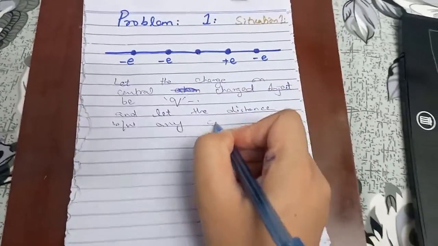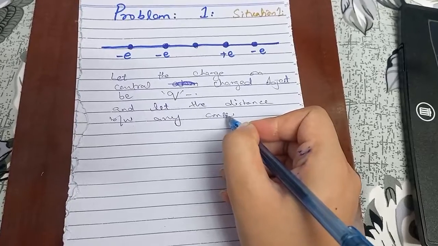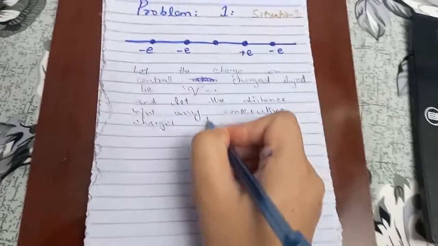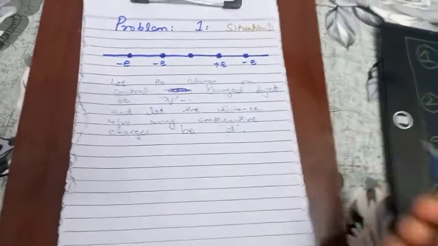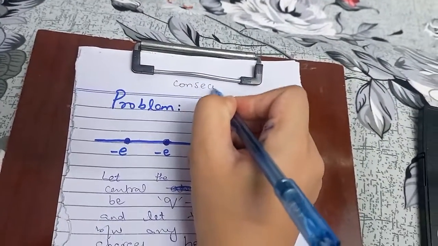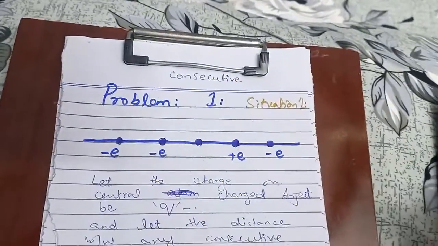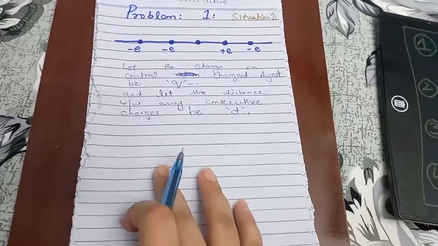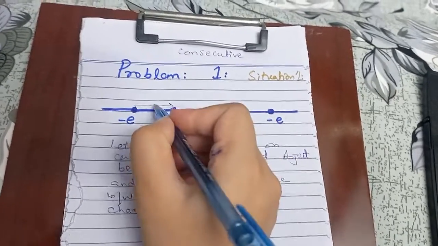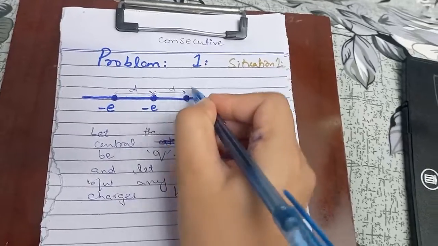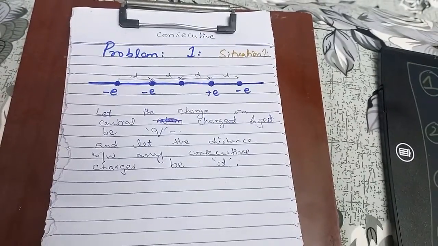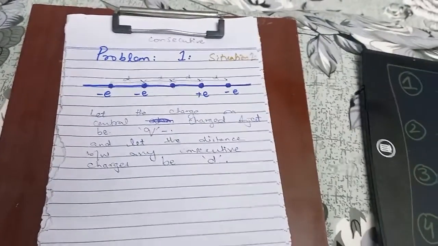any consecutive charges be d. Okay, consecutive, its spelling is this in clear writing. So we have this situation now, so that the distance between any two of the charges is d.